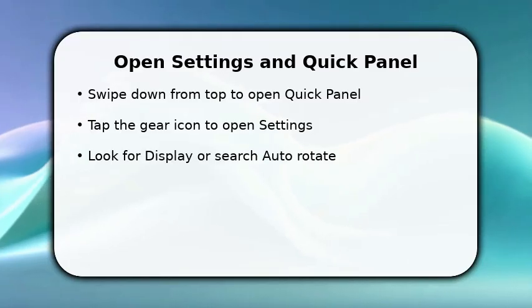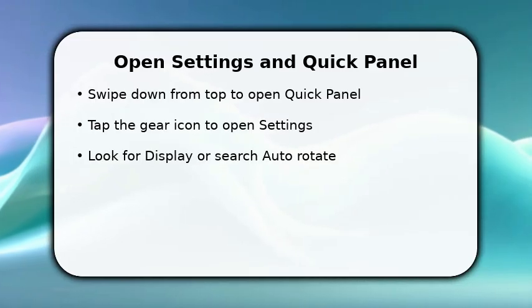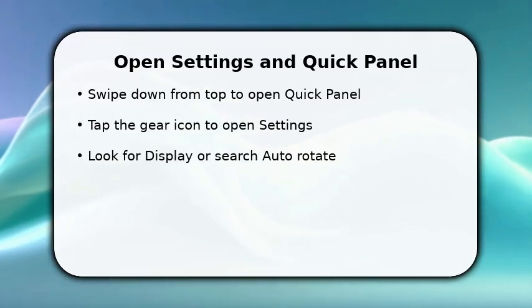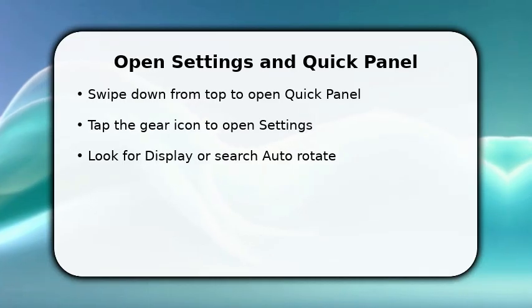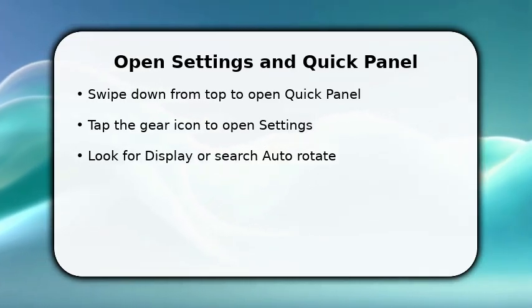You start by unlocking the phone and swiping down once to reveal the quick panel. This gives you fast access. Tap the gear icon to open settings because that's where the system option lives.